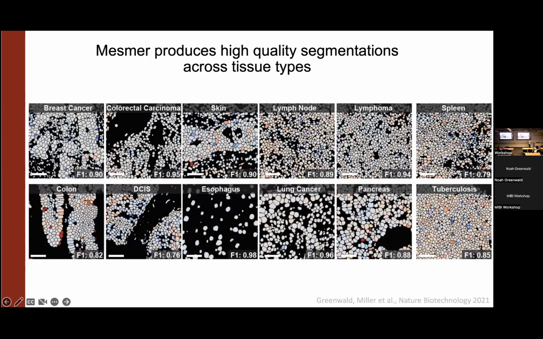Okay, so now here's that same plot just from Mesmer across a bunch of different tissue types. What you can see here is that for tissues that look very, very different, you still get highly accurate segmentations.